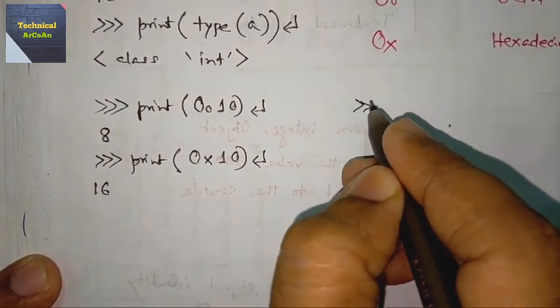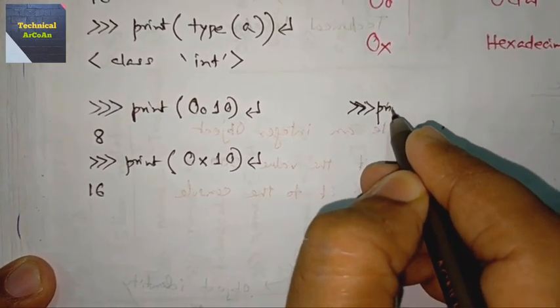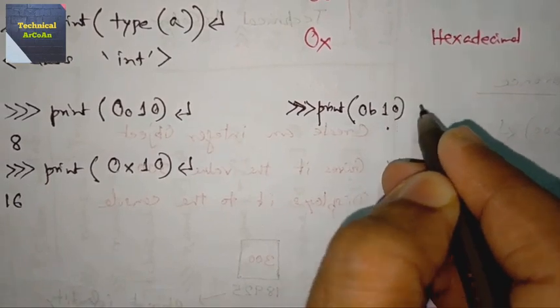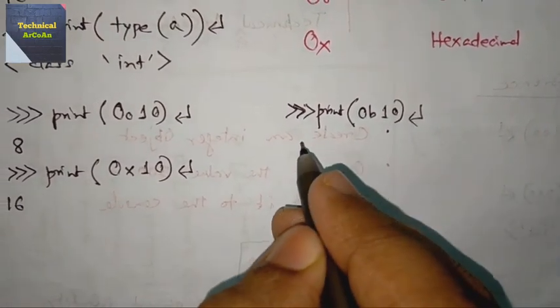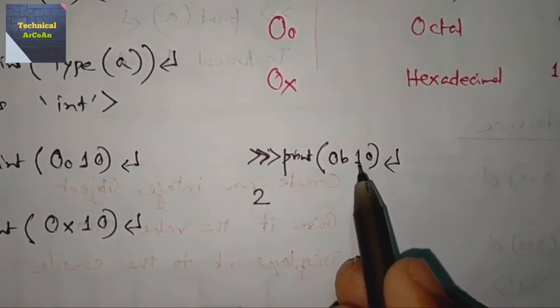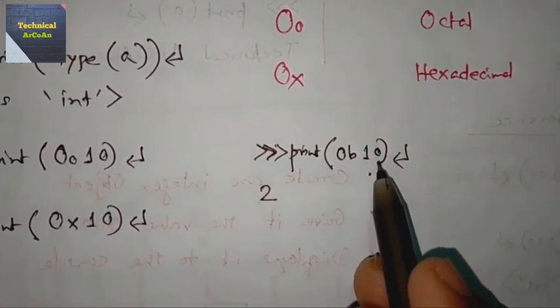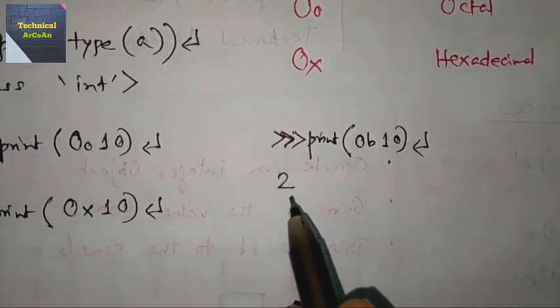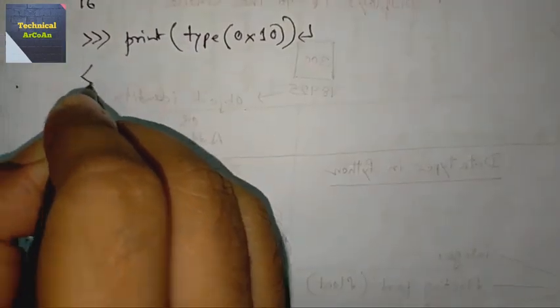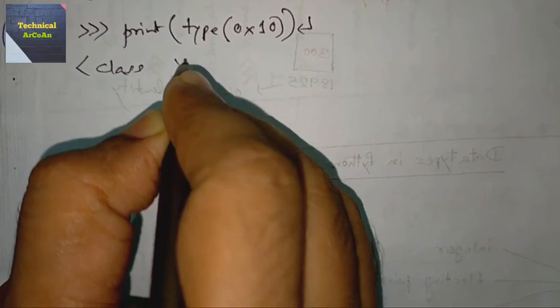For another example, suppose we write print(0b10). What do we get? It will be 2. Why? Because in binary it is 10, and when binary 10 converts into decimal, we get 2 as output. Now if we print the type of 0x10, we get that it will be an integer. So the output will be class int.